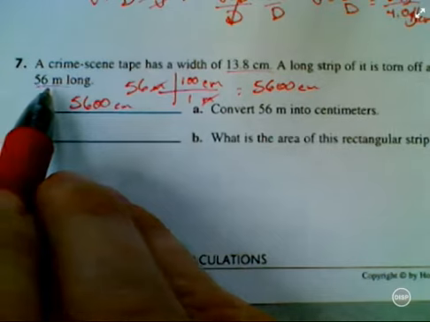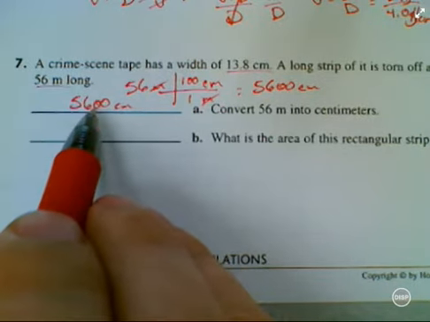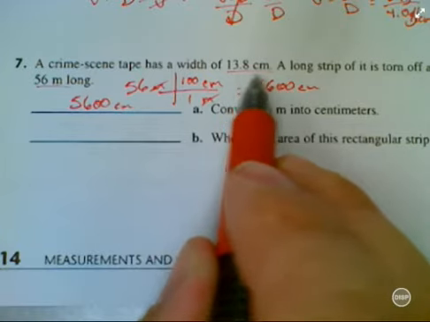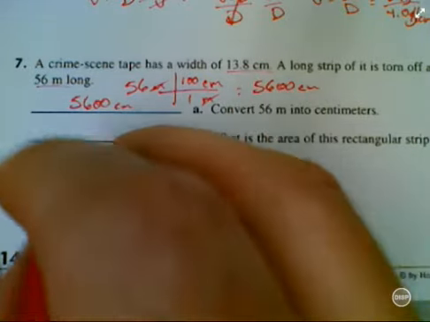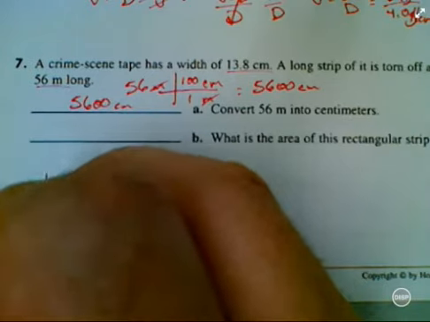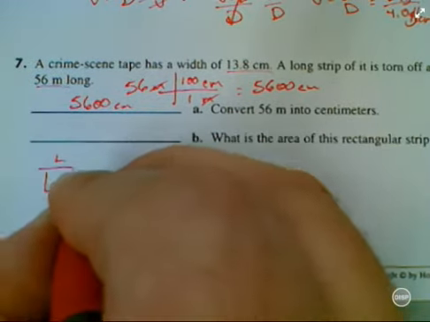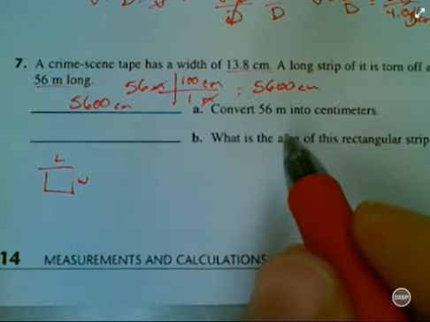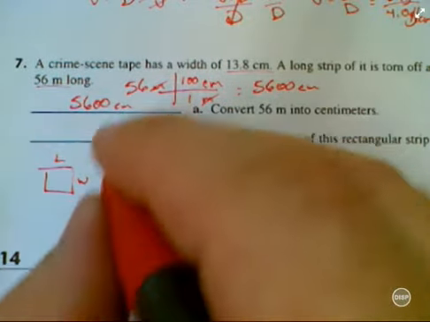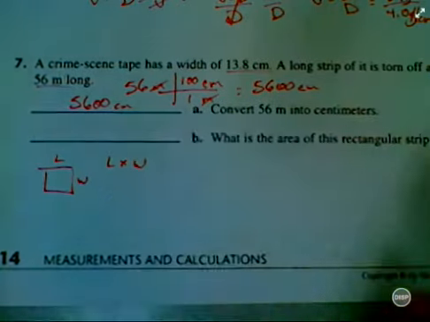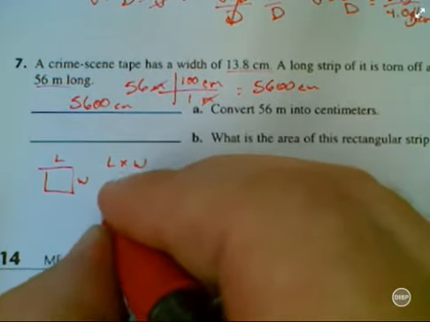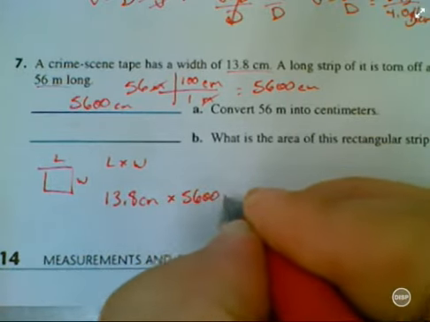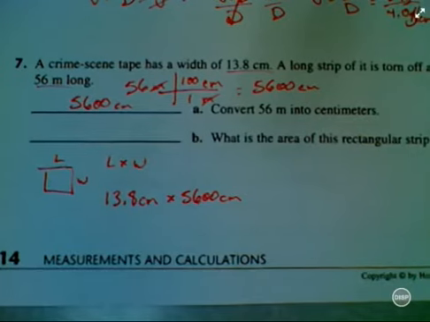Well, what I've just done is I've converted one of the lengths into centimeters so that it will now match the other length, which is already in centimeters. So all I'm doing here is calculating the area of a rectangle. Now, it's a very, very long rectangle, but all I'm doing is going length times width, which in this case is 13.8 centimeters times 5,600 centimeters.